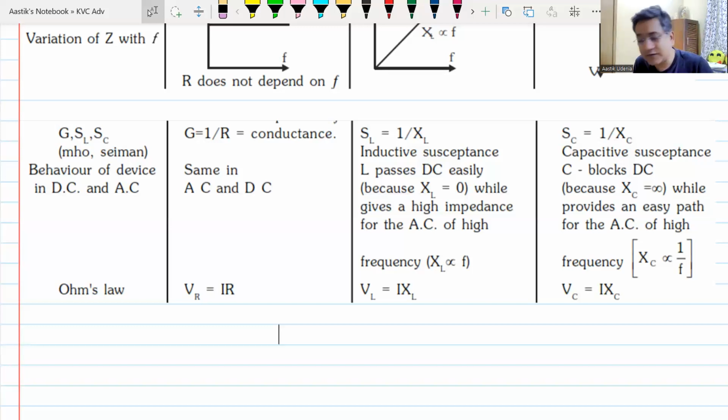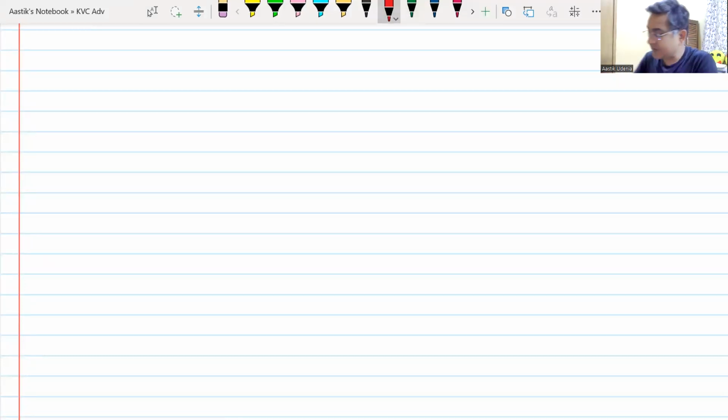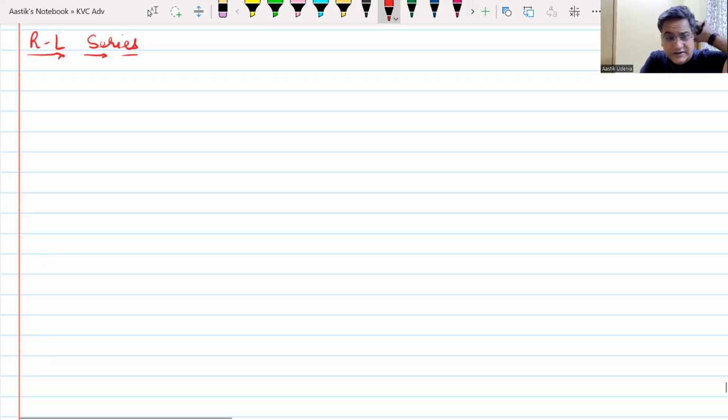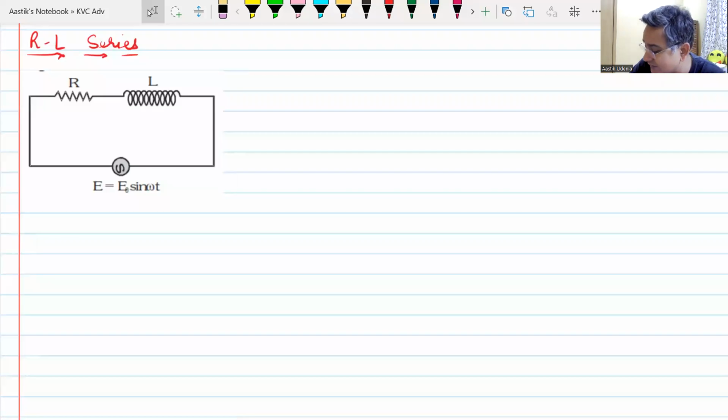Now we come to the next type of circuit, and in the next type of circuit what we are going to do is we are going to see a combination, and the first combination that we are going to see is a combination of RL. We call it an RL series circuit. Why series? Because they are connected in series like this. L and R are connected in series.